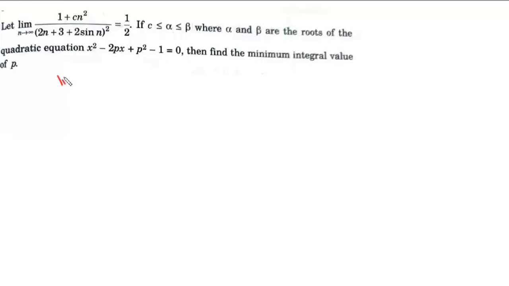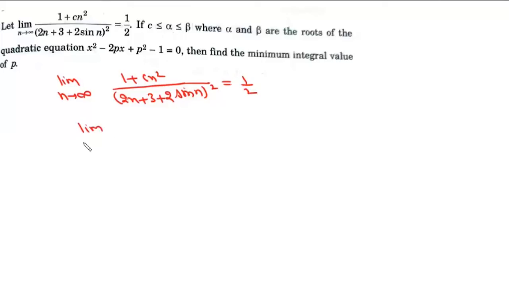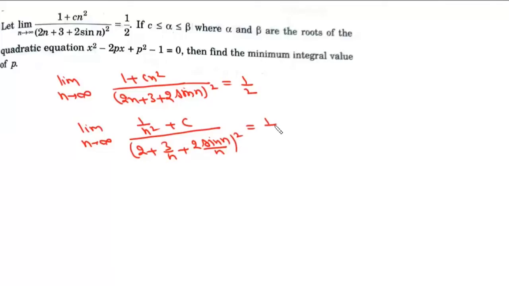Right, the question is limit n tends to infinite of 1 plus c n square upon 2n plus 3 plus 2 sine n, whole square, and it is 1 by 2. Now we divide everything by n square, we can write this as limit n tends to infinite of 1 upon n square plus c, and here it will be 2 plus 3 upon n plus 2 sine n upon n, whole square, and this is 1 by 2.